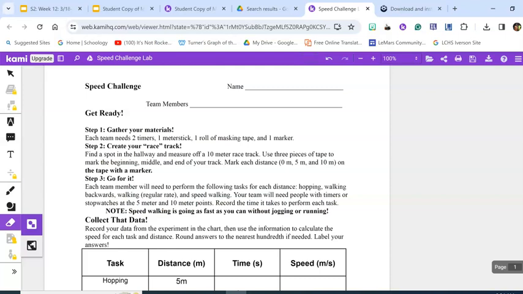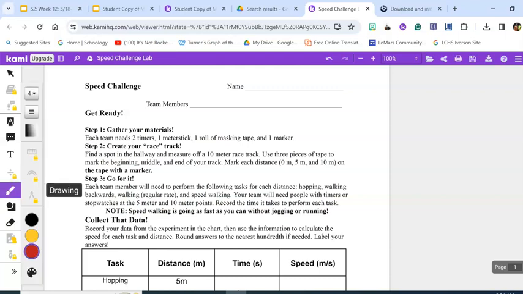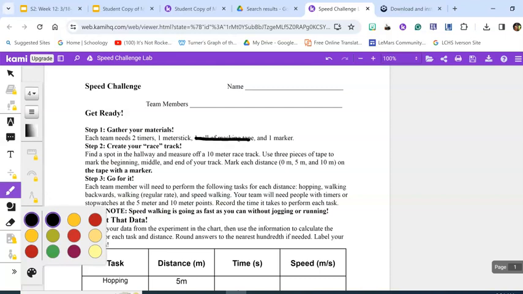Now, I've already got a course set up in the competition gym, okay? So you're not going to need masking tape. You're not going to need a marker. You're not going to need a meter stick. You are going to need a timer. And if you want to use your phone, that's fine by me. Okay. I also, if you don't want to use your phone, I have stopwatches over here.